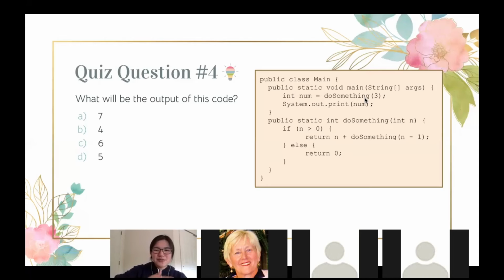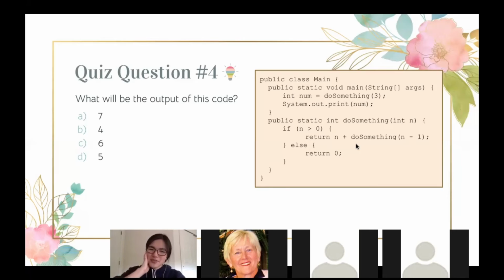So first, what's the base case of this method? When does this method stop, basically? When n is greater than 0, does it stop? No, it writes something out. No, it's if it's not greater than 0. Yeah, so if it's less than or equal to 0, then it stops. Exactly, and it returns 0.